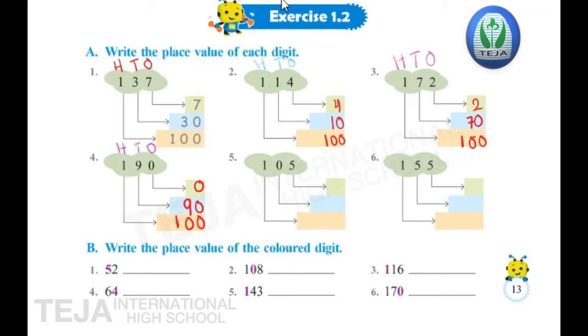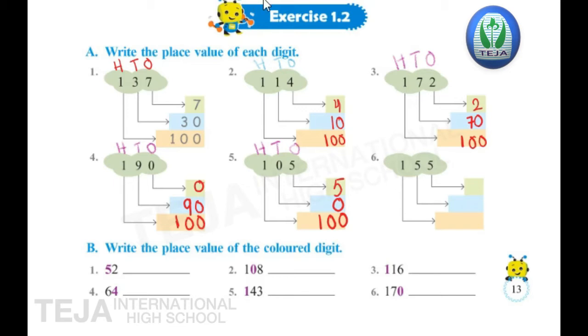Next, fifth question, 105. Now 5 is in ones place, 0 in tens place and 1 in hundreds place. So the value of 5 will remain the same as it is in ones place. So write 5 in the box. And in tens place, what is there, children? 0. So the value of 0 remains the same, 0. And 1 is in hundreds place, so the value of 1 is 100. And we will read this number as 105.